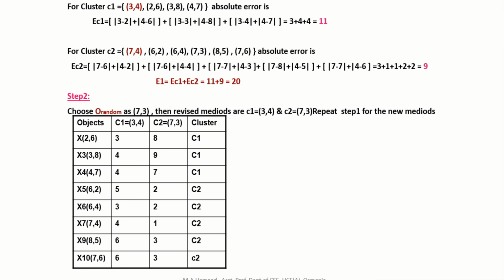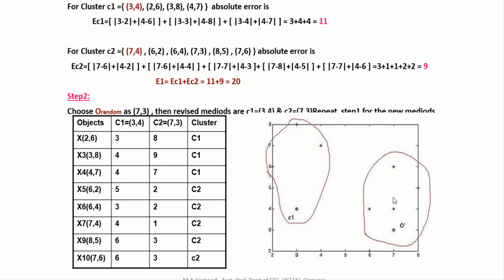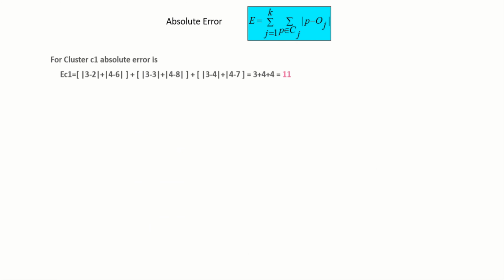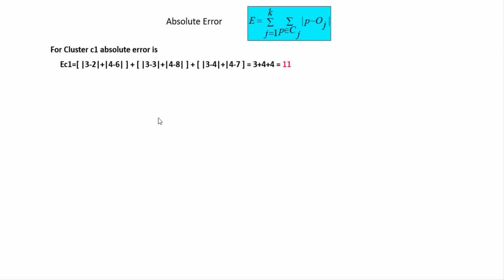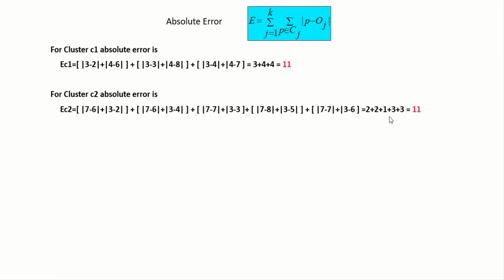And we have again clustered the objects according to the medoid values using the Manhattan distance formula. And we have got these clusters. So now again we have calculated the absolute error for cluster C1 and cluster C2, 11 and 12. Now we have got the new absolute error E2 as equal to 22.